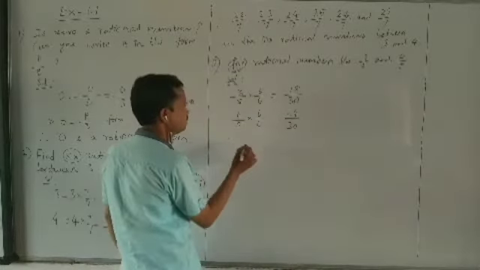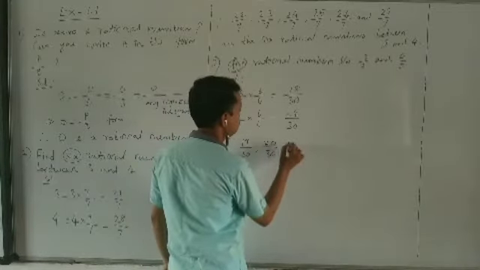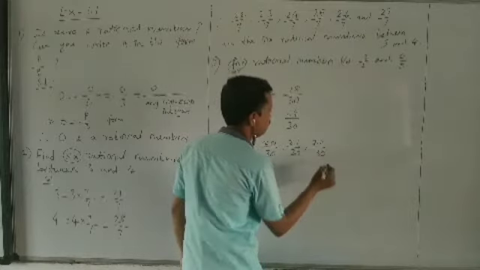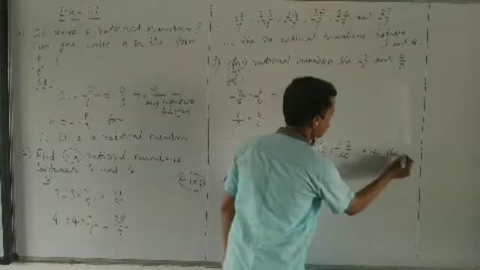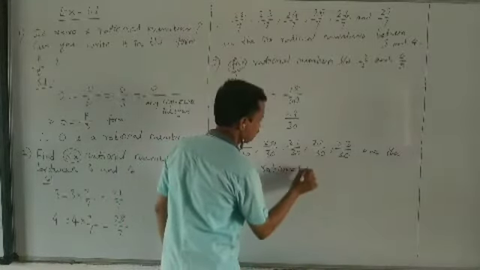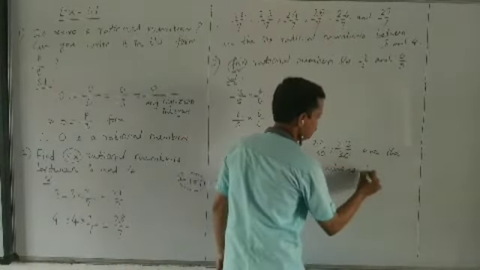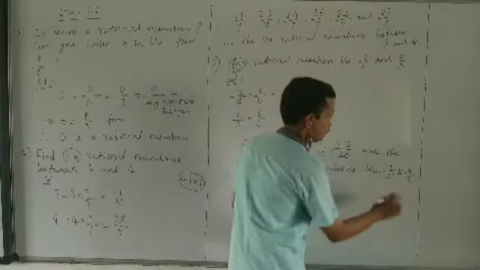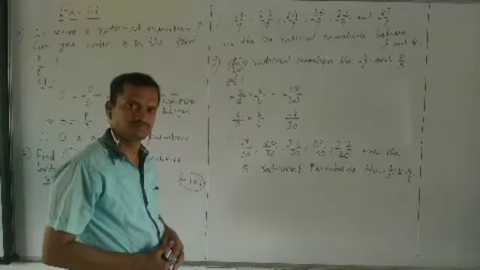Now easily you can collect 19 by 30, 20 by 30, 21 by 30, 22 by 30, 23 by 30 are the 5 rational numbers between 3 by 5 and 4 by 5. So this is the solution. Can you understand?